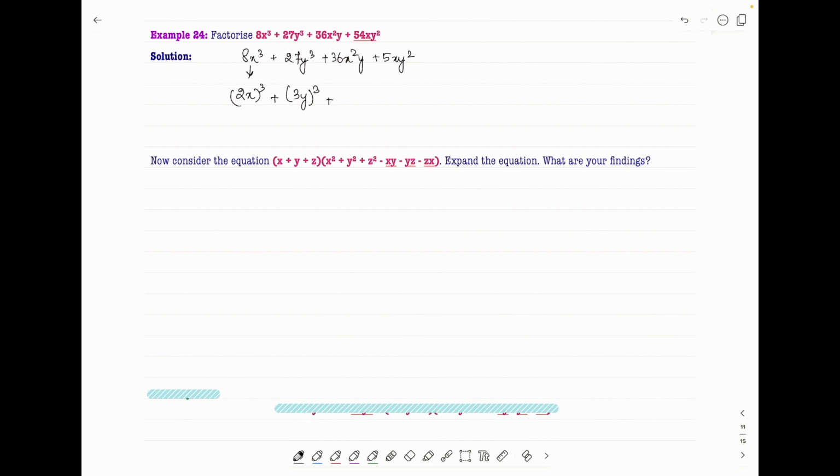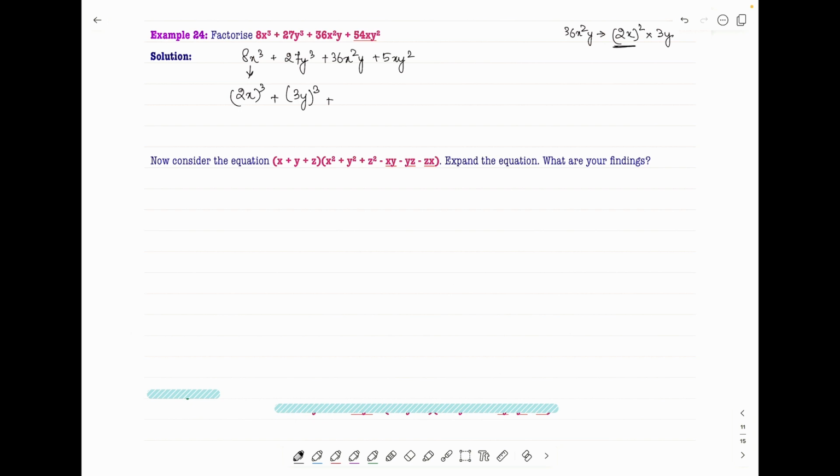Plus, 36x square y can be written as what in terms of 2x and 3y? Since x square is there, I have to make it 2x whole square. Then only a single y term is there, so that is 3y I will do.